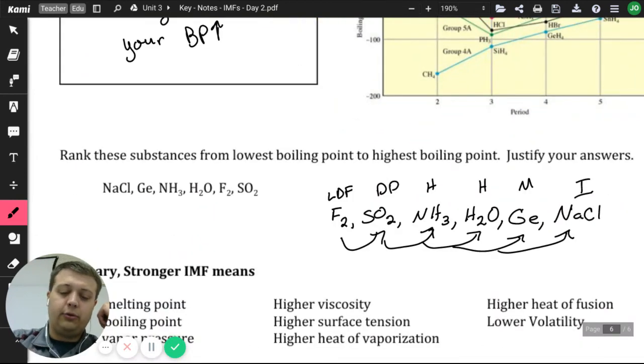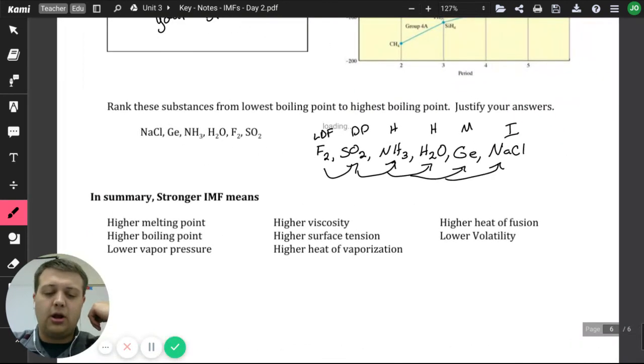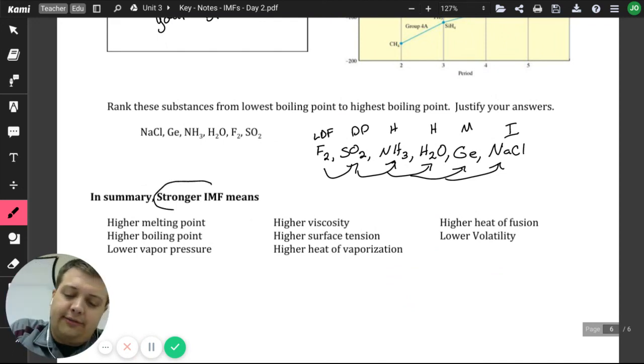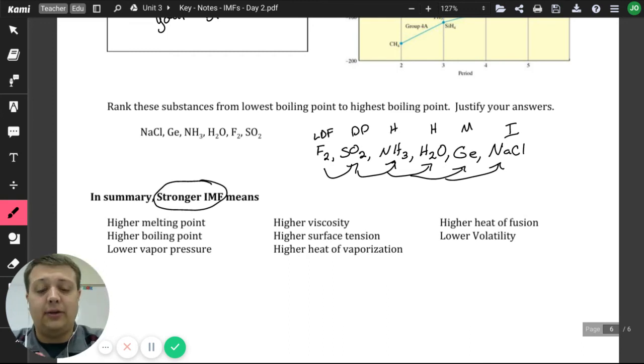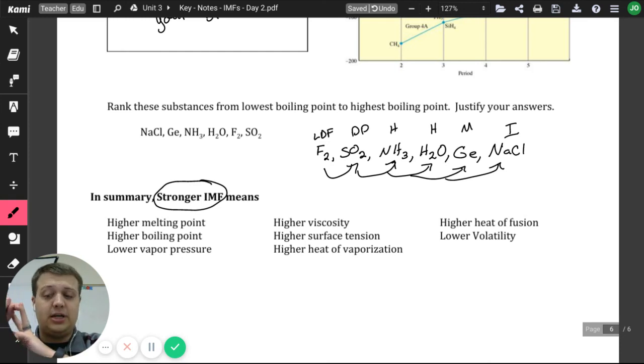Okay, so to sum it all up, what are our factors in terms of IMF, and how do IMFs affect those factors? If I've got a strong IMF, it means that I've got a high melting point and a high boiling point, but a low vapor pressure. It also means I've got a high viscosity, surface tension, heat of vaporization, and heat of fusion, and last, I'm going to have a lower volatility. Remember, if I've got a high vapor pressure, I'm probably going to have a high volatility as well.